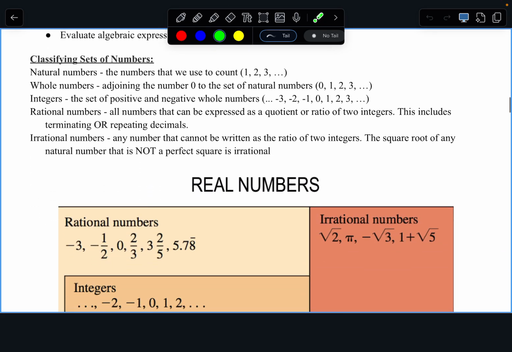So classifying sets of numbers. Natural numbers, think of them as your counting numbers.